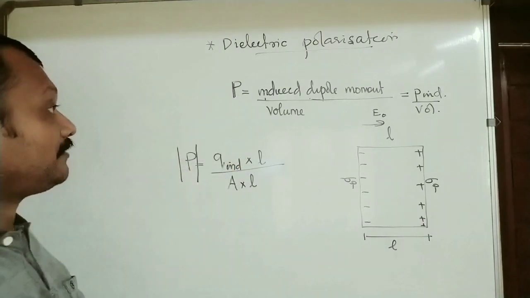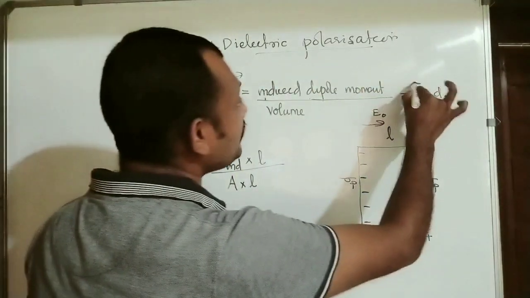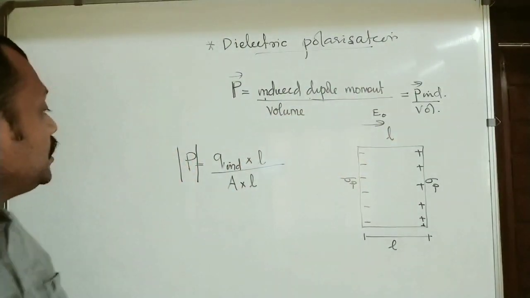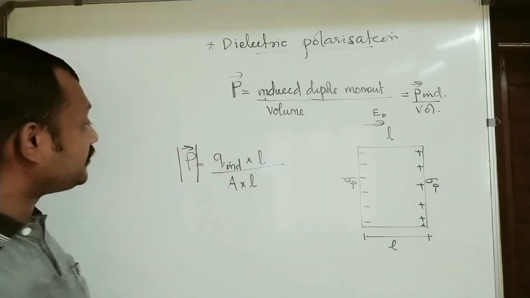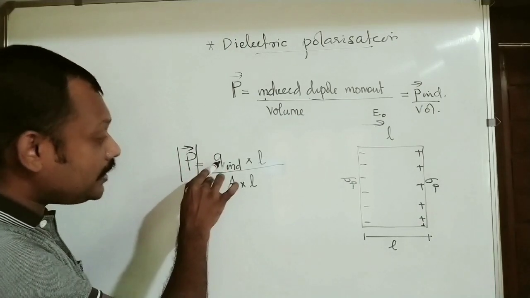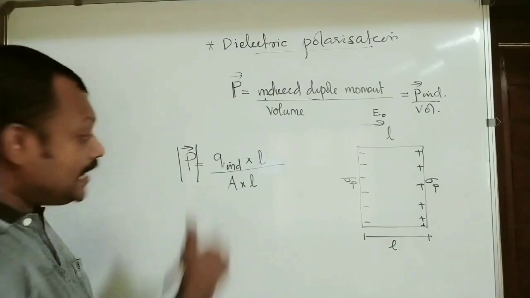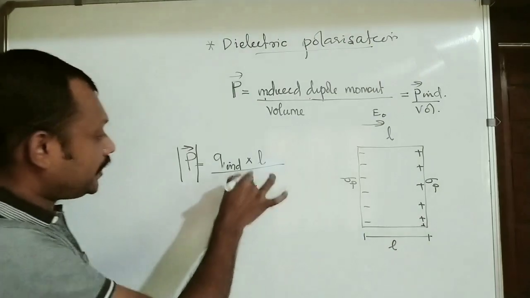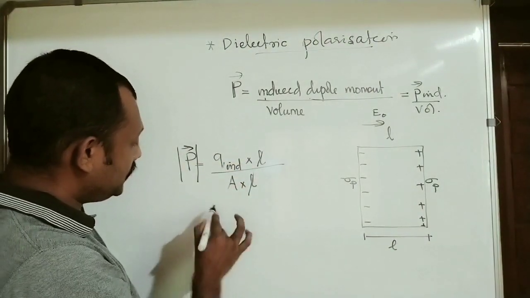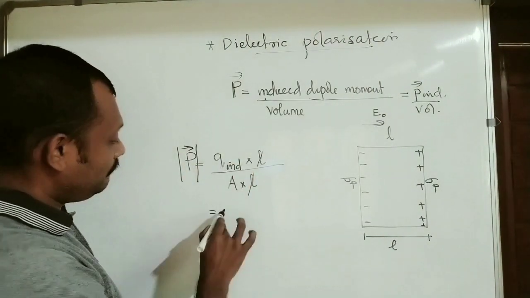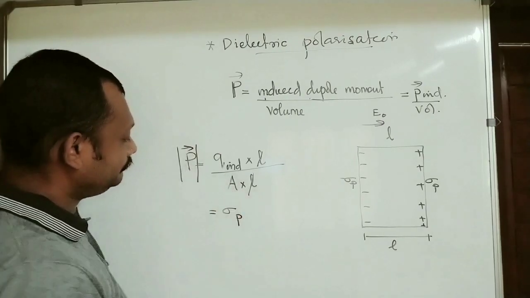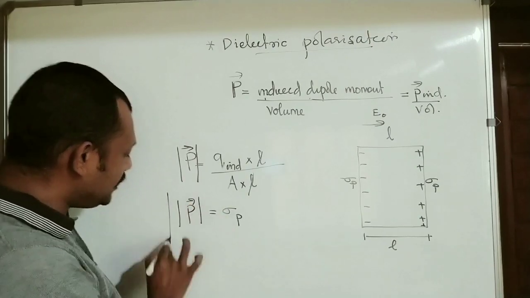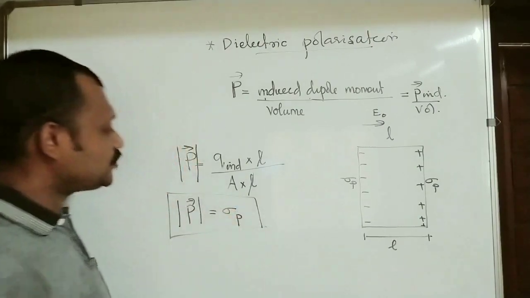Polarization is actually a vector because dipole moment is a vector, so I use a vector symbol here: induced dipole moment per unit volume. The magnitude of the polarization vector is the charge induced as a result of the external field into L, divided by the volume, which is area of cross-section into length. So I can cancel the two L's here. This is Q induced by A, which is sigma p. The magnitude of the polarization vector is equal to the induced surface charge density.